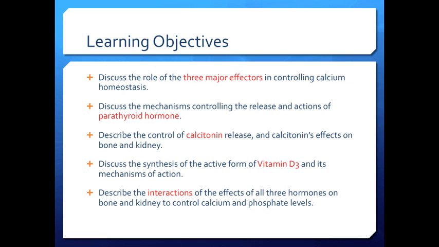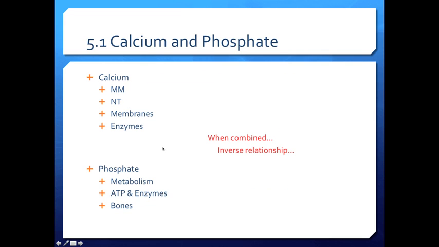We'll discuss the synthesis of the active form of vitamin D3 and what it does. We'll also talk about interactions that affect and have effects of these three hormones and all the other peripheral tissues and visceral organs that play a part in this interaction, controlling both calcium and phosphate levels. Now we're going to talk about three hormones and how those three hormones affect the concentration of calcium and phosphate.